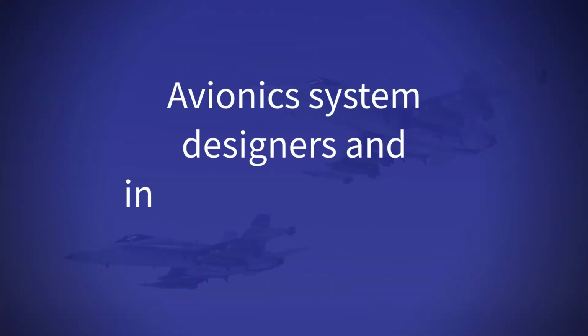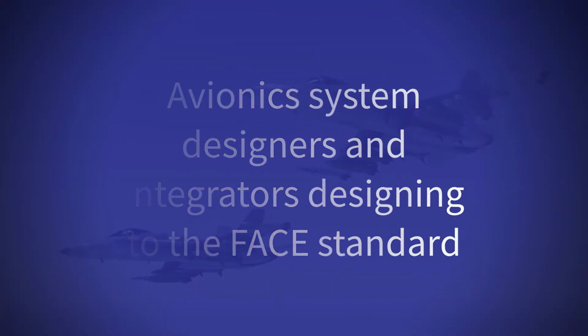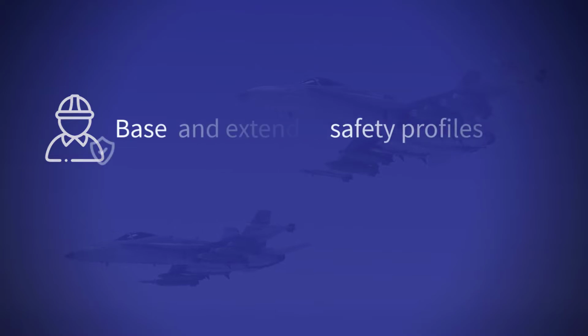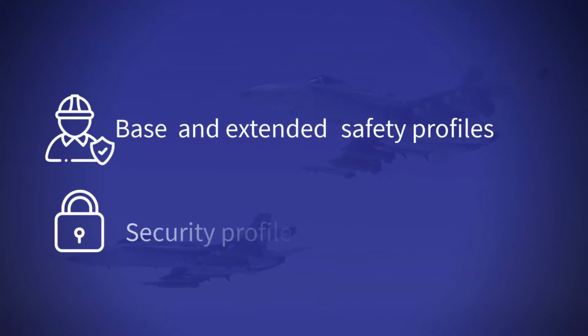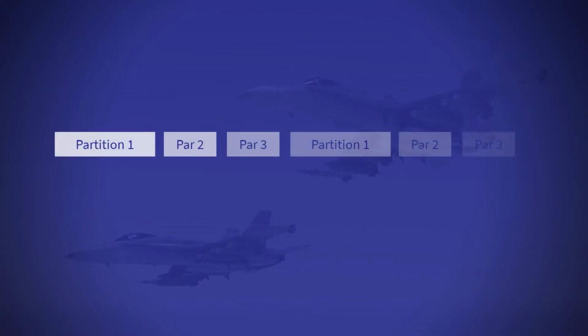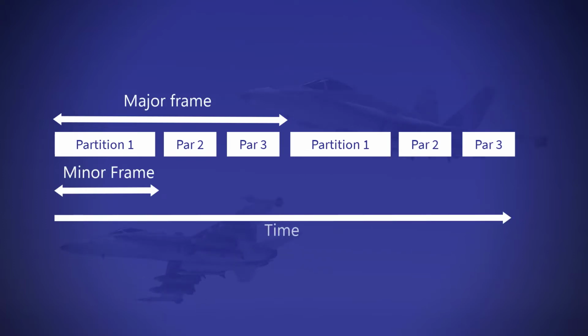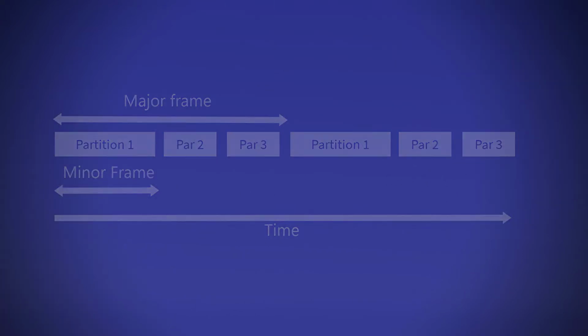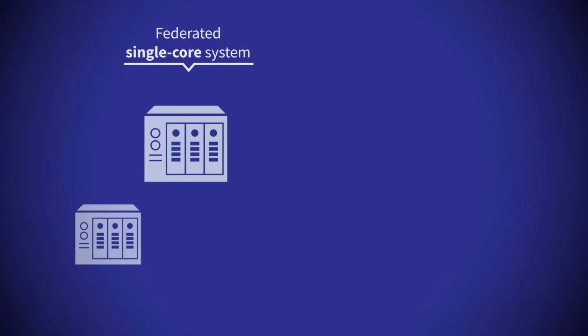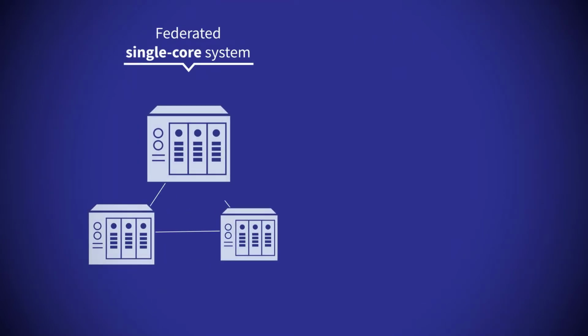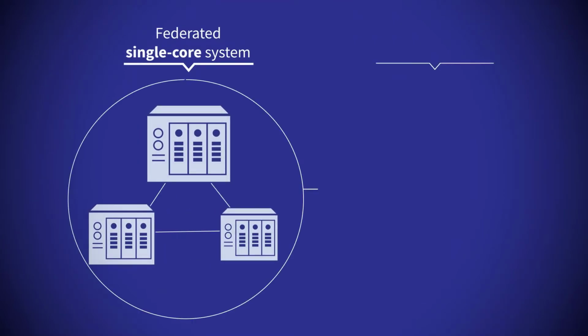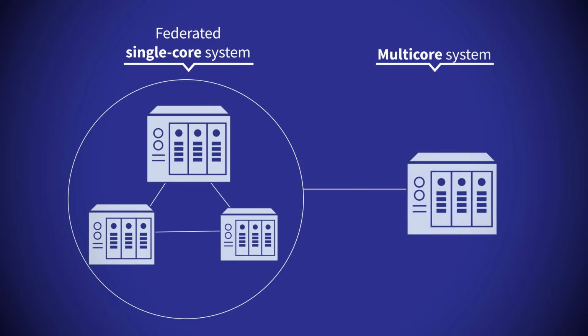Avionics system designers and integrators designing to the FACE standard under the safety, safety extended, or security profiles must include an ARINC 653 partitioned operating environment in their architecture. Assuring partitioning on a unicore is challenging, but largely a solved problem. Assuring partitioning on a multicore system is much more difficult.